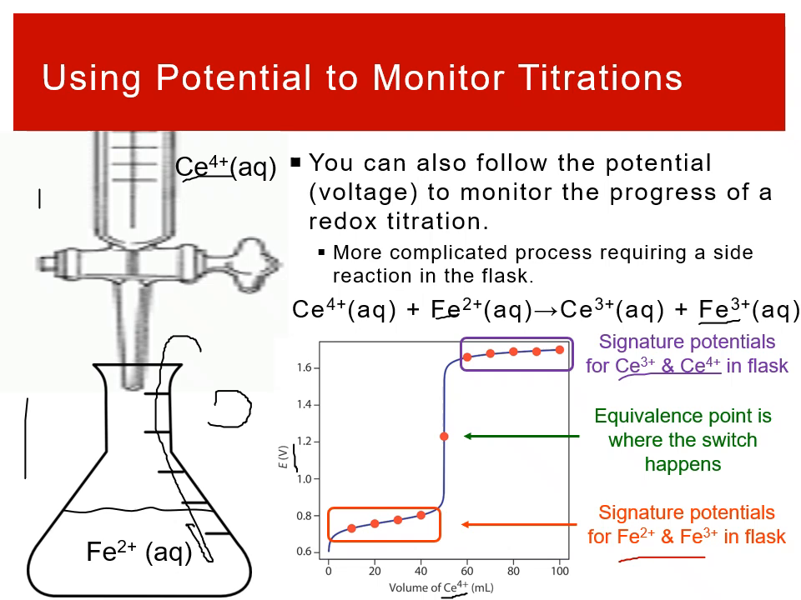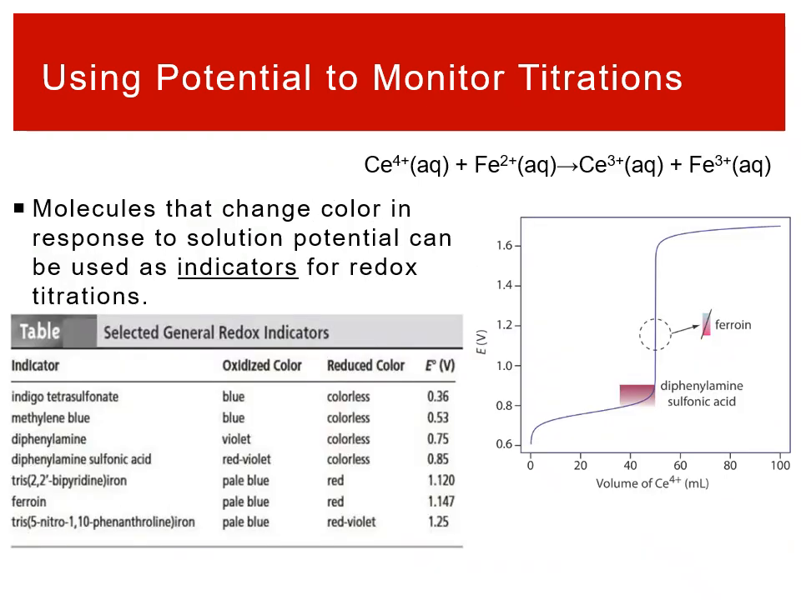And that switch happens at the equivalence point. So similar to the pH graphs that we saw with acid-base titrations, where you get a jump, you also get a jump in this potential or voltage when you're doing a redox titration. This change in the potential can also affect other molecules that are indicators for redox titrations.